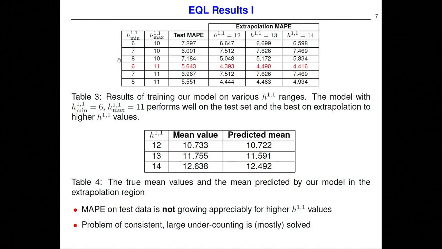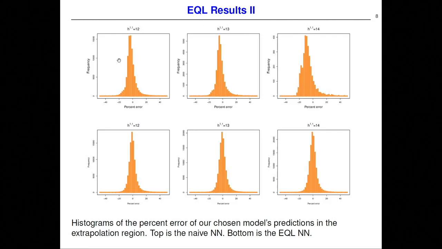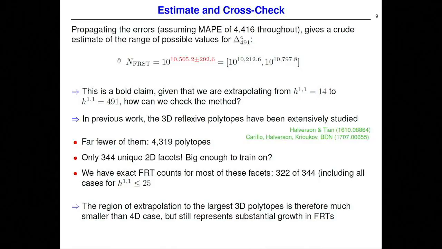When we extrapolate, we're doing pretty well, which is good. More importantly, this was the old result where we were consistently underpredicting the number of triangulations. Now the errors are well distributed around 0, so that gives us hope. And then we let it rip. And what do we get? We get this number, 10 to the 10,505. We now know that's an overcount by many orders of magnitude. But nevertheless, this thing did a pretty good job.